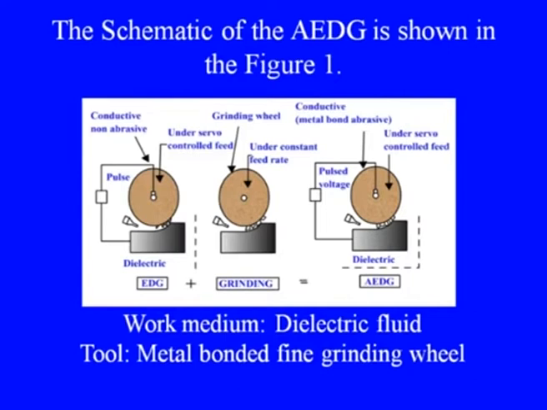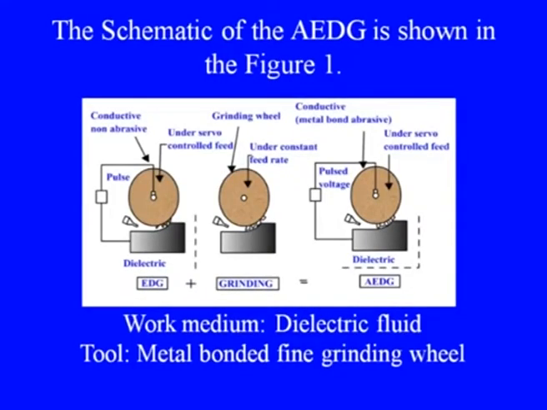Here is the conventional grinding wheel with abrasives, which will be responsible for abrasive actions, and connecting this wheel and a workpiece through an electrical field which will work as electric discharge machining. Here work medium is dielectric fluid and the tool is metal bonded fine grinding wheel.